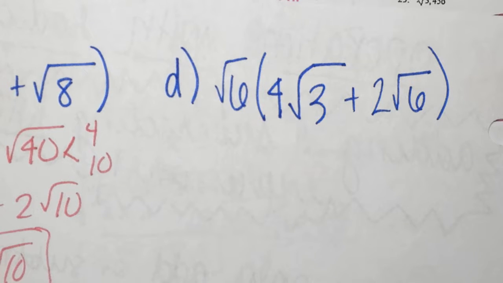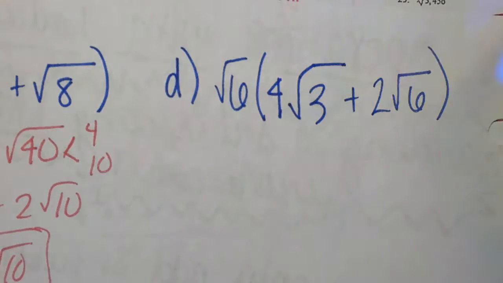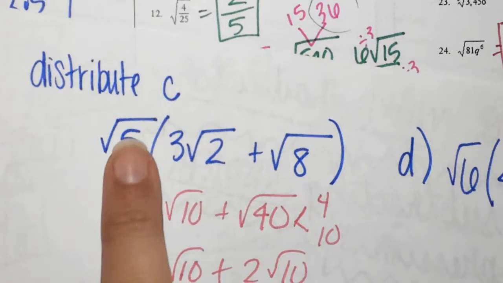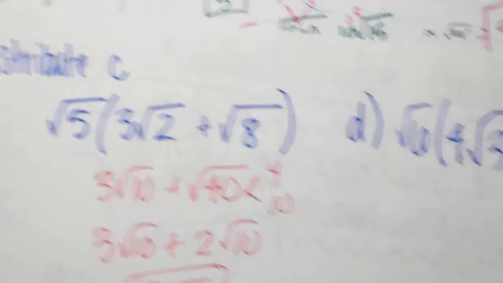I hope something magical happens with this one. Bet it won't. On the last one, how did you get 40? Oh my goodness, 8 times 5 is 40. So you added the 3 and the 2. I see a 3 and a 2 plus 8. You multiply the square root of 5 times everything. Okay.